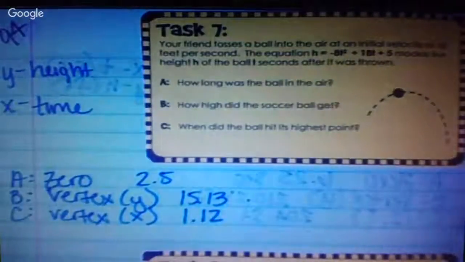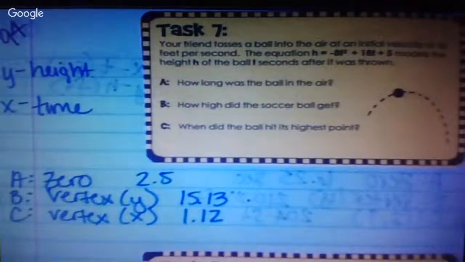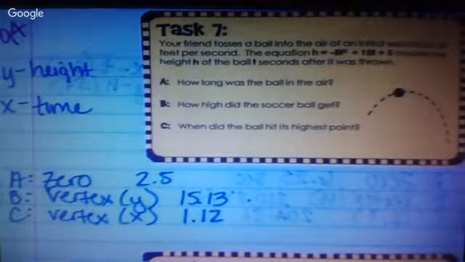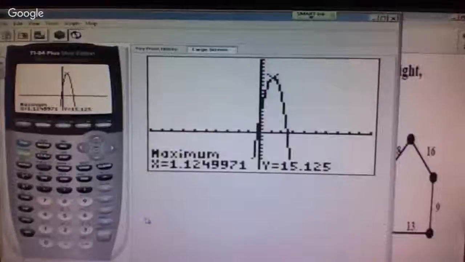Okay, here are your answers to task 7. I put it on 6. 1.12 and not 1.13, because I ended up with 1.124.